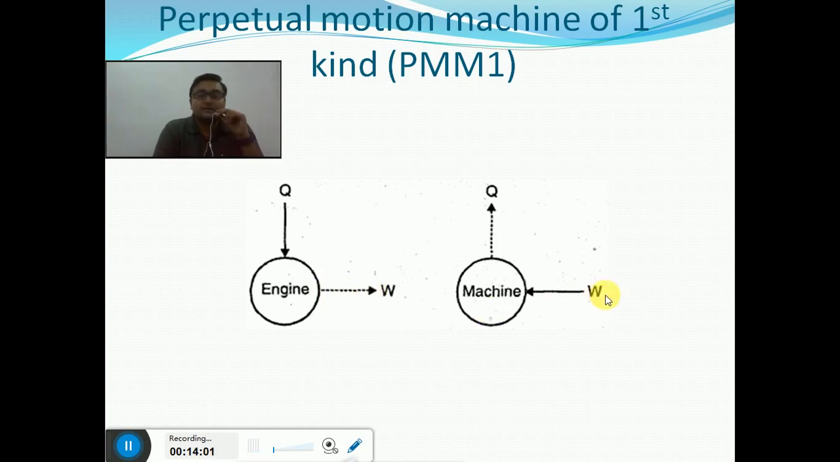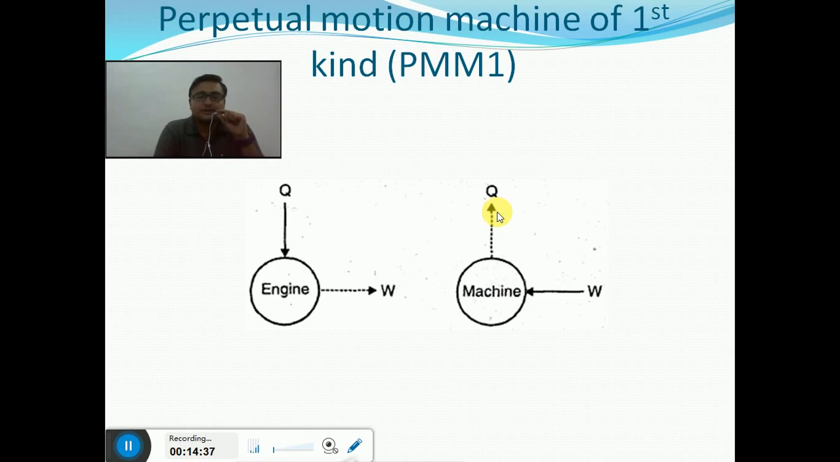In the same manner, if one-time work is given to the system, it cannot generate infinite heat out of it. Correct? So this is the fundamental: it is impossible to construct an engine which receives Q amount of heat only once and produces W amount of work for infinite time. In the same manner, it is not possible to construct a machine which will receive W amount of work once and produce Q amount of heat out of it.